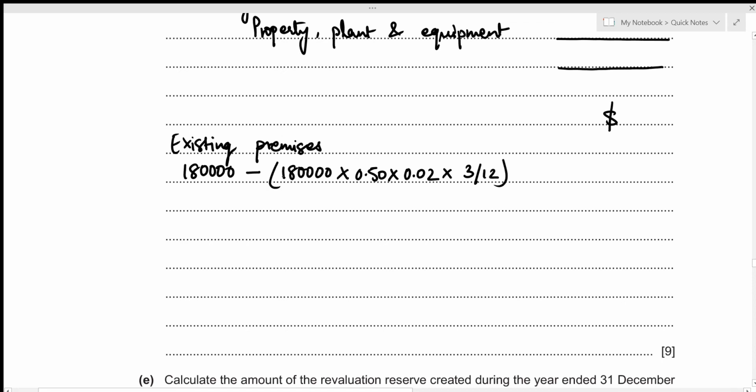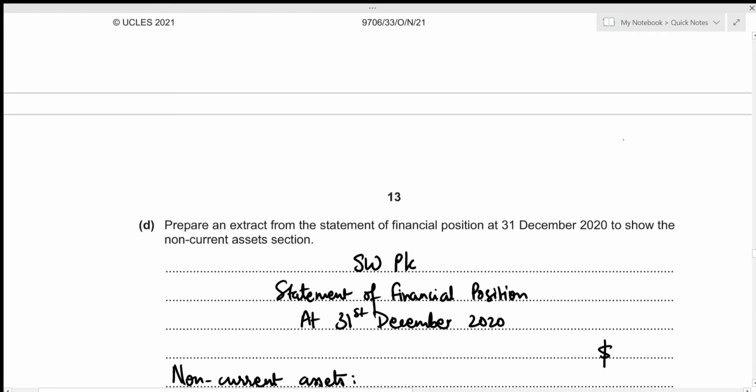So this will give our net book value. So that's 180,000 minus 180,000 into 0.50 into 0.02 into 3 by 12, which gives the net book value of the existing premises to be 179,550.